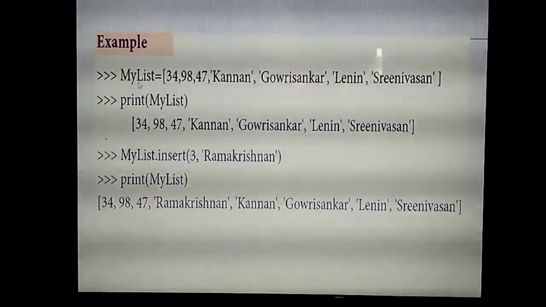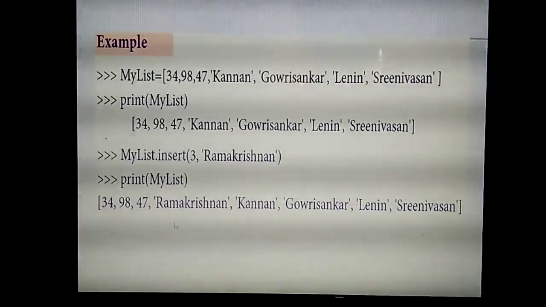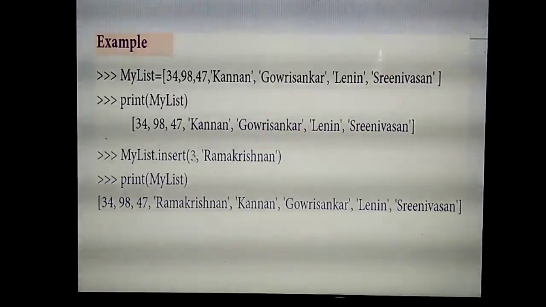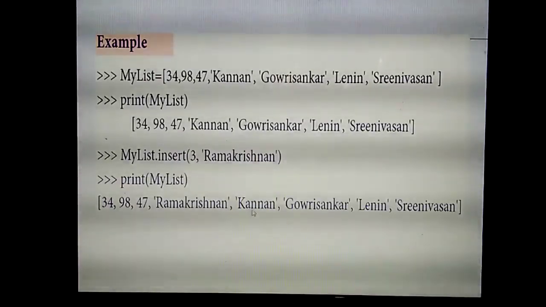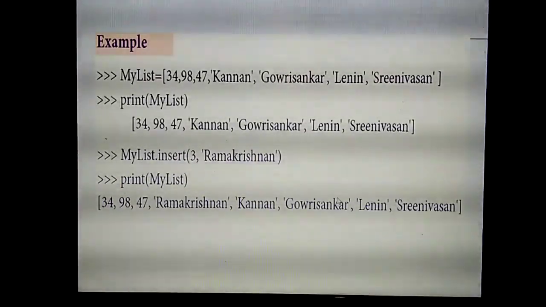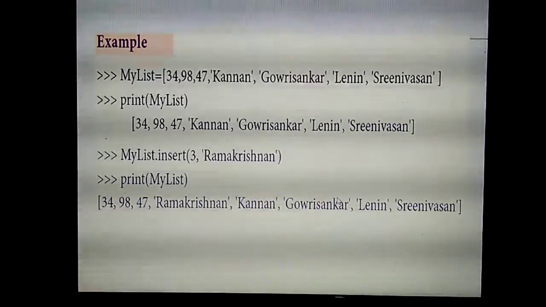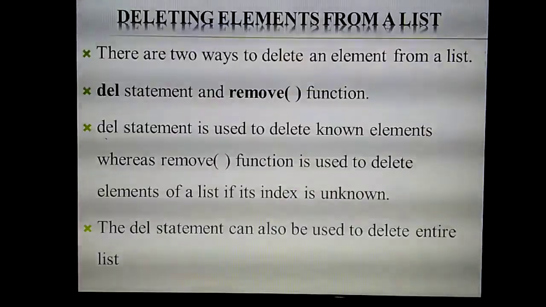Print of what list you need to print? My list. See the output: 34, 98, 47. See, in the third place what name is there? Ramakrishnan. Because you have inserted Ramakrishnan at the third index place, the remaining things will move to the next place. That means shift. Earlier Kannan was in the third place, but now Kannan is in the fourth. Gauri Shankar is in the fifth. Understand? So if you insert elements in between, the next elements will shift one place to the right side. Understand?